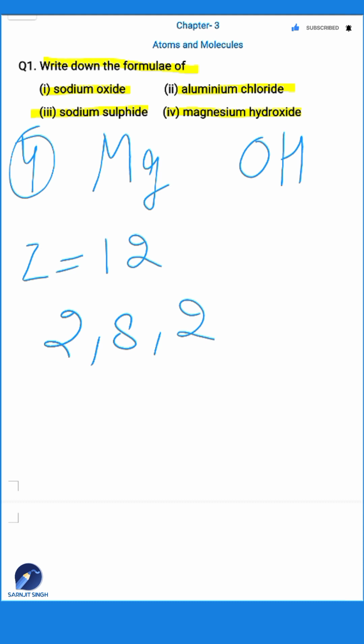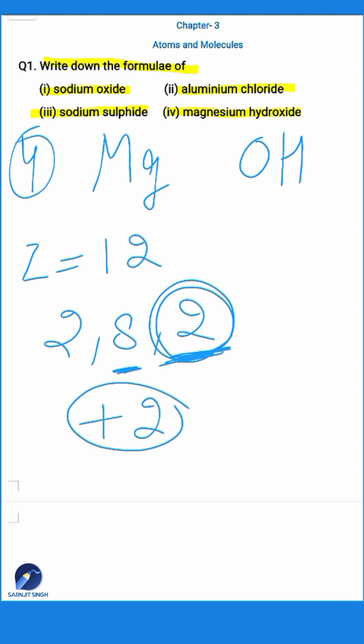So it is easy for the magnesium atom to lose these 2 electrons instead of gaining 6 electrons to complete its octet, because we know that the outermost shell should have 8 electrons. If magnesium loses these 2 electrons, then the outermost shell will have 8 electrons. That is why magnesium loses these 2 electrons. So the valency of magnesium is +2, because magnesium loses 2 electrons.